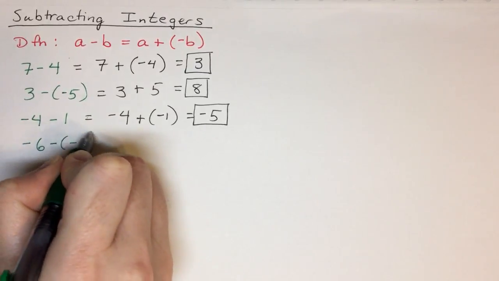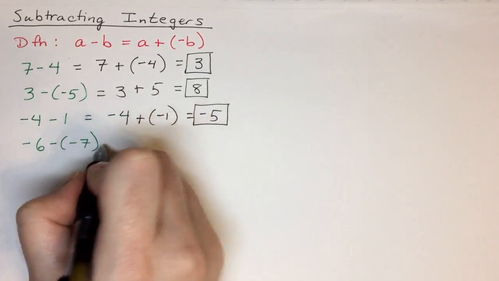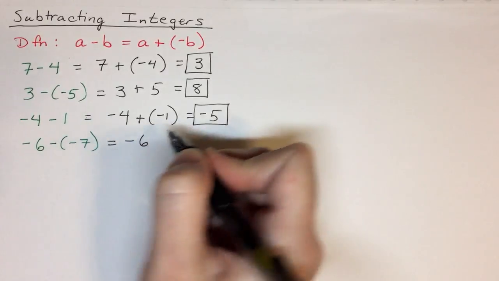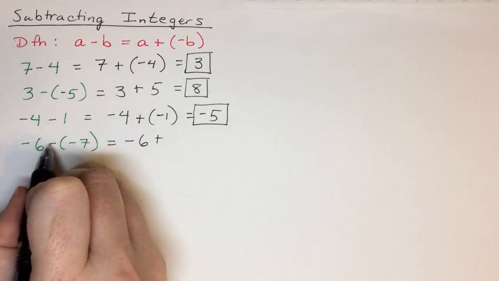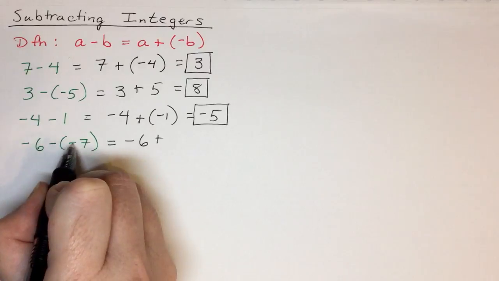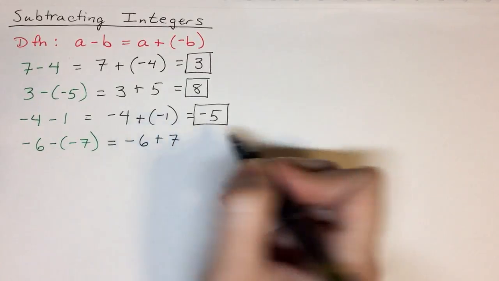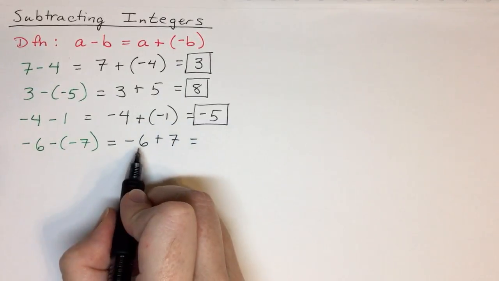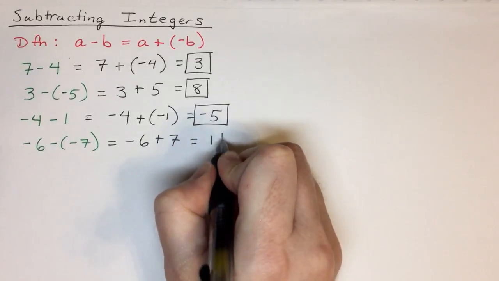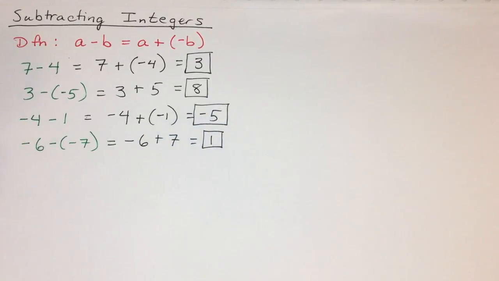Negative 6 minus negative 7. Rewrite subtraction as addition. First number stays the same. I was going to subtract a negative 7. The opposite of negative 7 is a positive 7. I owe 6, I have 7. My net is I have 1.